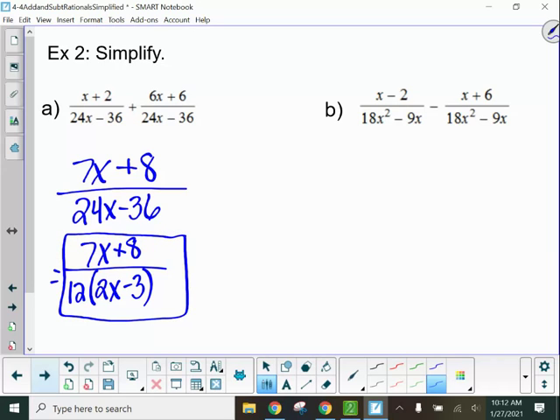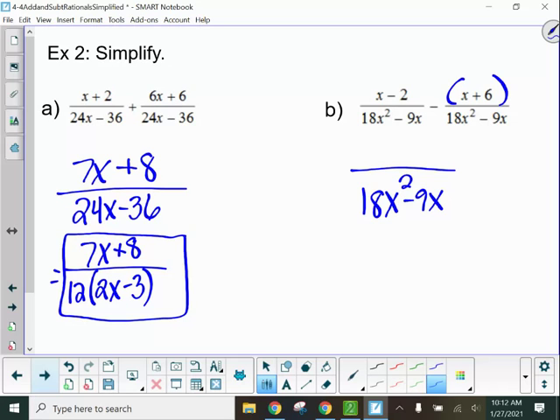Part B is a little bit tricky because we do have to consider the fact that we're subtracting. So you are subtracting the entire numerator from the first numerator. They both have the 18x squared minus 9x as the common denominator, but whenever you're subtracting, you're not just subtracting the first term in this second numerator here, you are subtracting both of those terms.